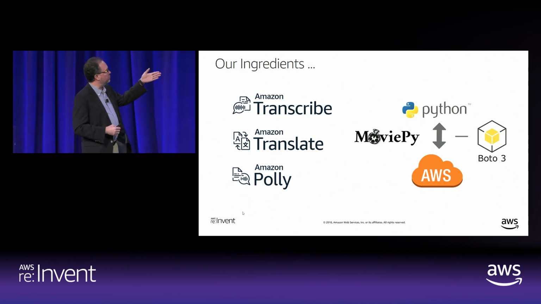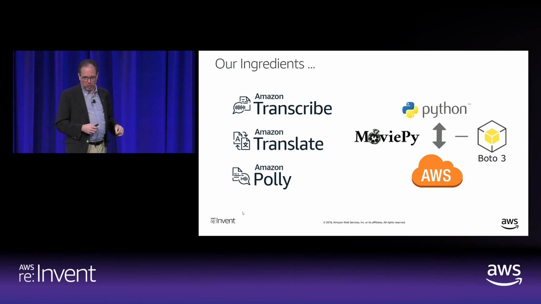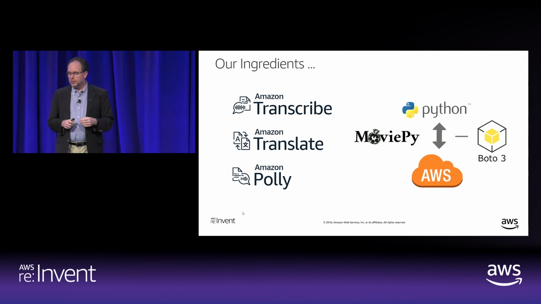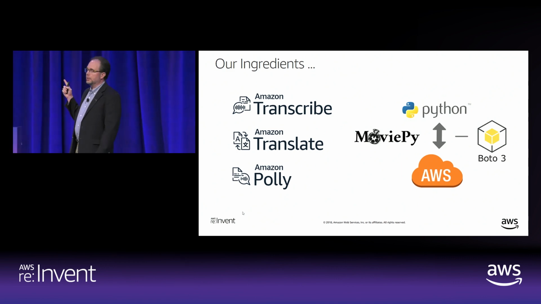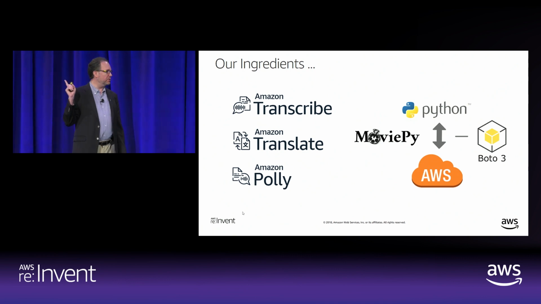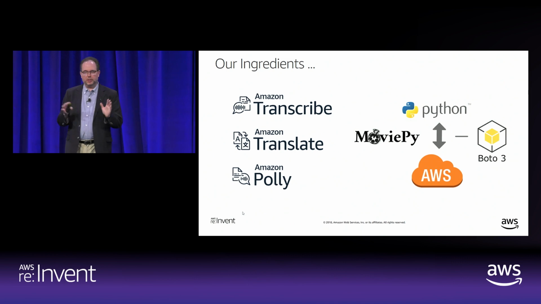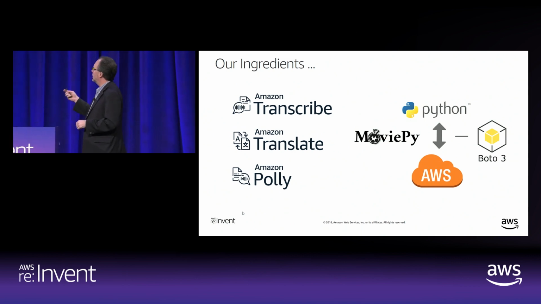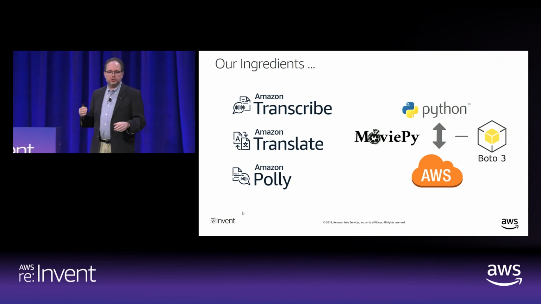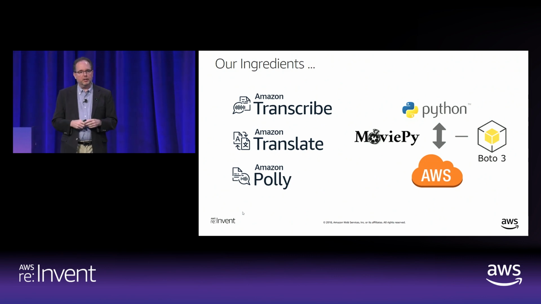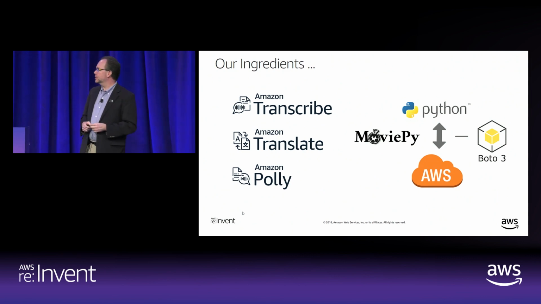First off, there's Transcribe, Translate, and Polly. I'll go into more depth on those in a moment. And then also, from a coding perspective, I coded everything that we're going to see in Python 2.7. I chose 2.7. You probably could do all this in later versions. That's fine. And I used Boto 3, which is our Python API for accessing AWS services.